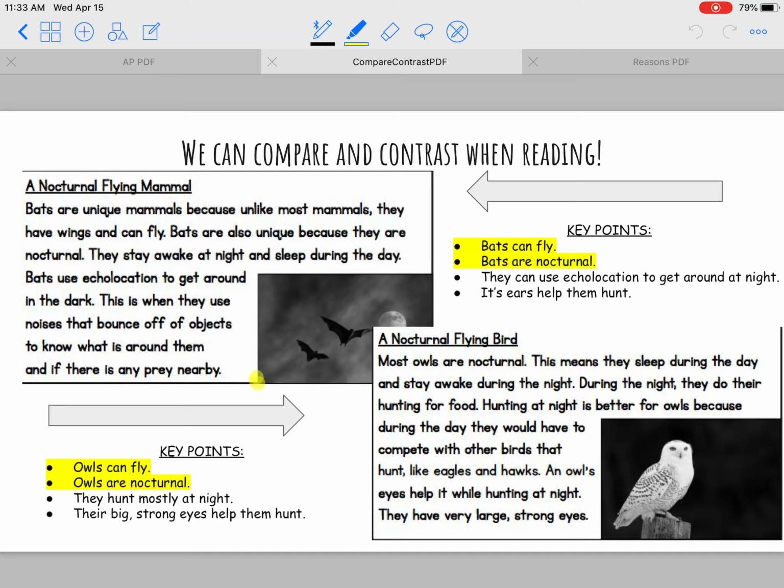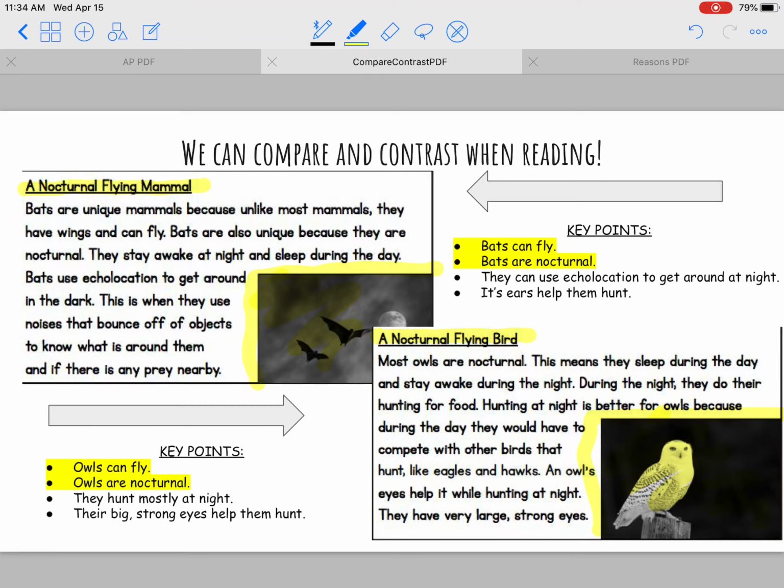If you look at this first passage right here, I see that there are bats. The second passage right here, I see that there is an owl. I know both of those animals can fly, and I know that that is one way that these are probably going to be similar, okay? So I'm going to look at the title of the first passage, and it says a nocturnal flying mammal. The title of the second passage says a nocturnal flying bird. So there is actually only one word in there that's different. But both passages have nocturnal and flying. So those are going to be ways that these passages are similar.